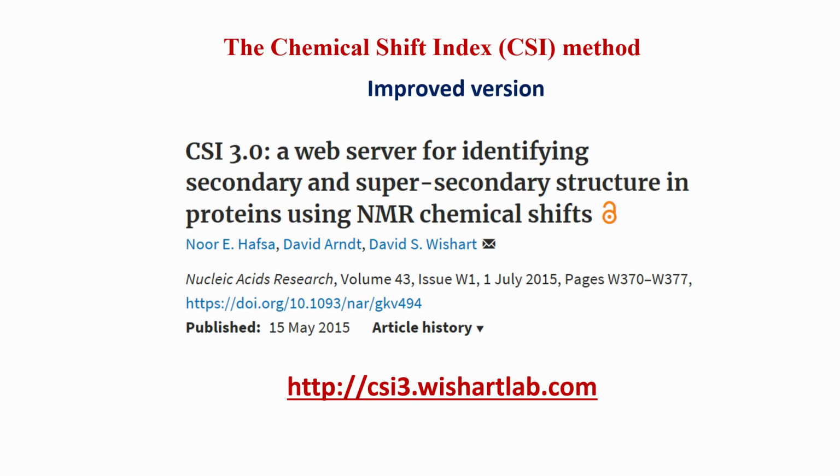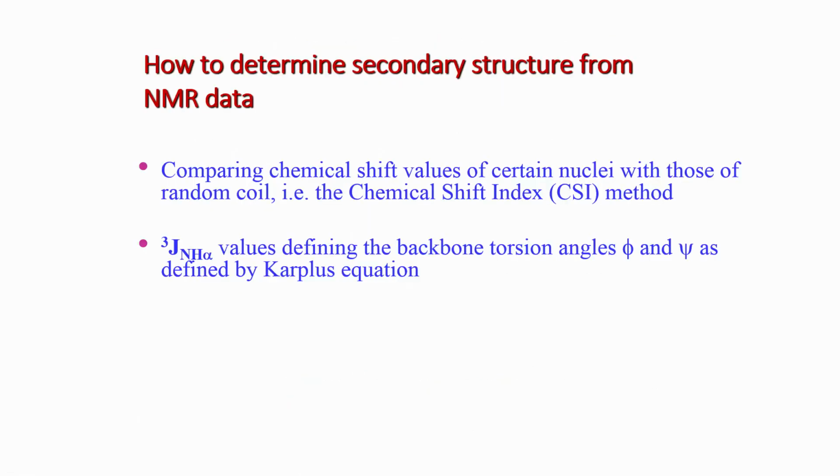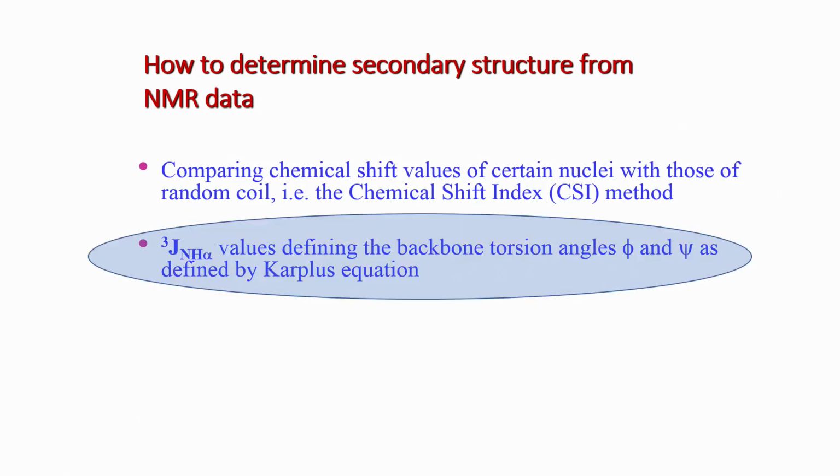I would not call it prediction. Prediction is when you do not have NMR chemical shifts, but if you have NMR chemical shifts you can directly identify, and that is published. You can probably go to this website to get a more detailed idea of how CSI today is used for protein structures.